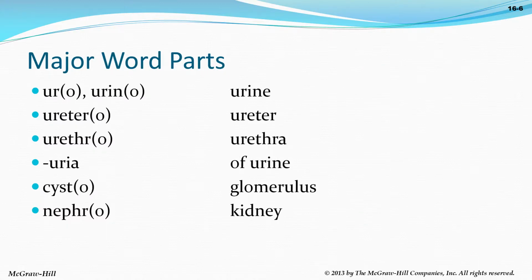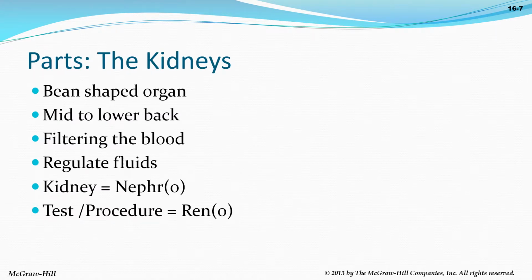Urine is easy. Uro, urino. Ureter, urethra. Urine, urea. Cysto for bladder. And then nephro for kidneys. Think of nephron. So middle lower back, they're usually a little bit higher than most people realize. Most people just go where their lumbar is, but it's just a little bit higher than that.